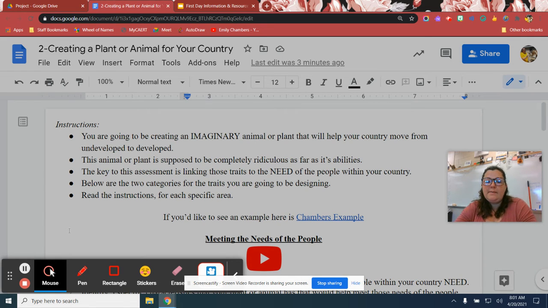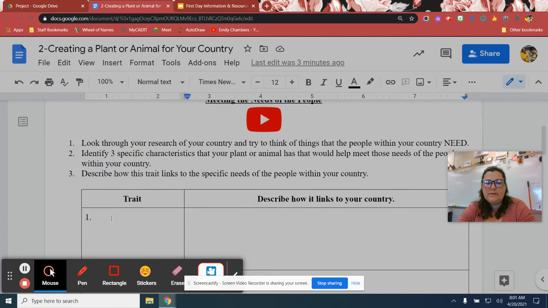So you're going to create an imaginary animal or plant that's going to help your country move from undeveloped to developed, okay? This animal or plant is supposed to be completely ridiculous as far as its abilities, so it can be as crazy as you want. The key to this assessment is to link those traits to the needs of the people within your country or to the environment that your country has. Below are two categories for the traits you're going to be designing. Read the instructions for each specific area.